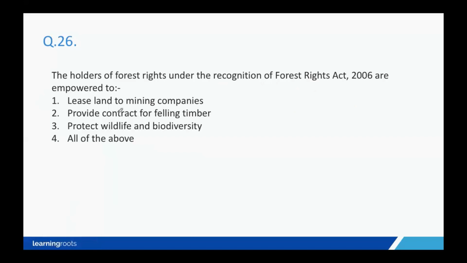Coming to 26, holders of forest rights under the Recognition of Forest Rights Act are empowered to... Looking at the options, logically, the only answer option that fits in this case is 3. Lease land to mining companies? Why would the Forest Rights Act empower a person to lease land to mining companies? It doesn't make any sense. Provide contract for felling timber? Again, a contract may be there, but the better answer option is clearly 3. So 3 should be the answer. You can logically work your way through these kinds of questions.